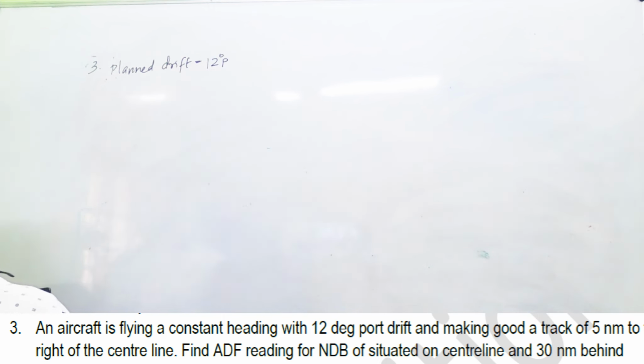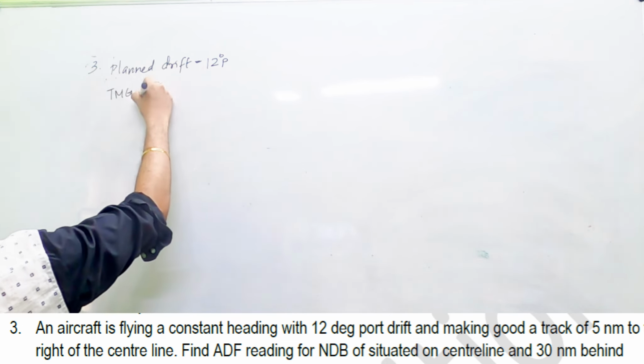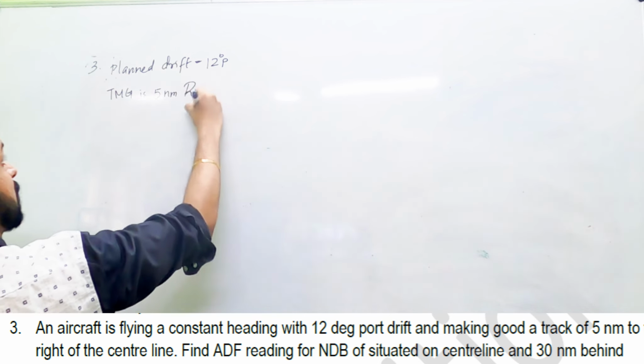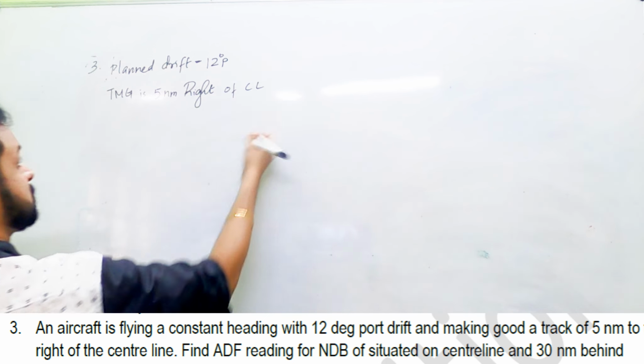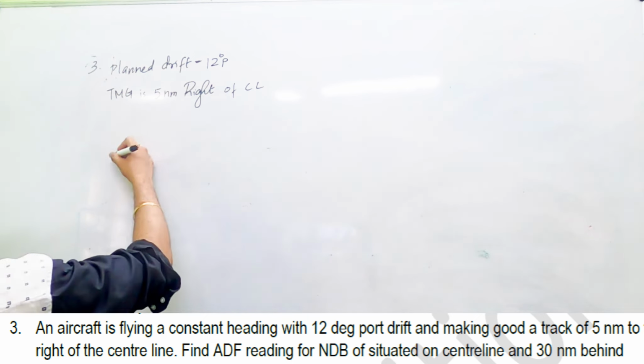Now, it's making good a track of 5 nautical miles right of center line. So making good a track means the track made good. So track made good is 5 nautical miles. This time it is right, unlike the previous question. It's right of the center line. The center line is defined by the NDB. We have seen that just now. And we are asked to find out the ADF reading for the NDB, which is situated on the center line.